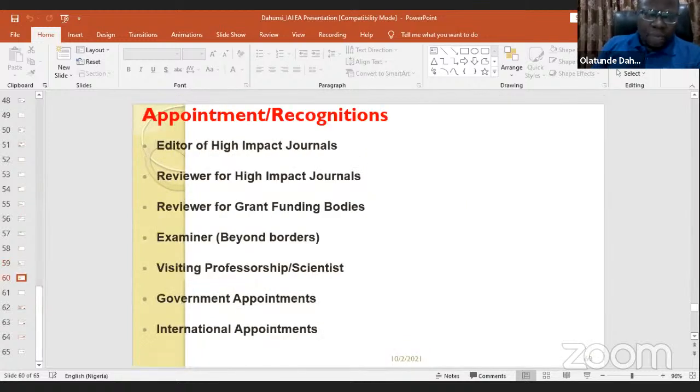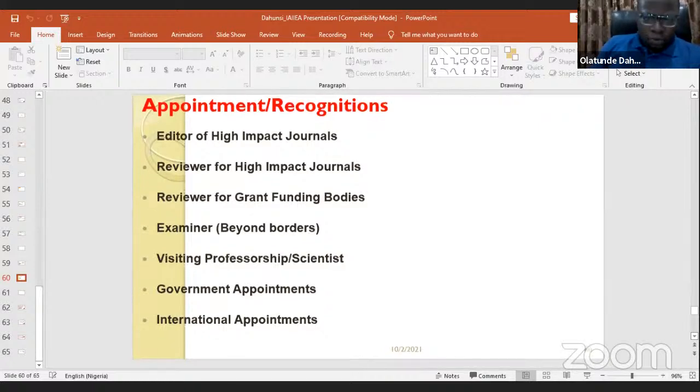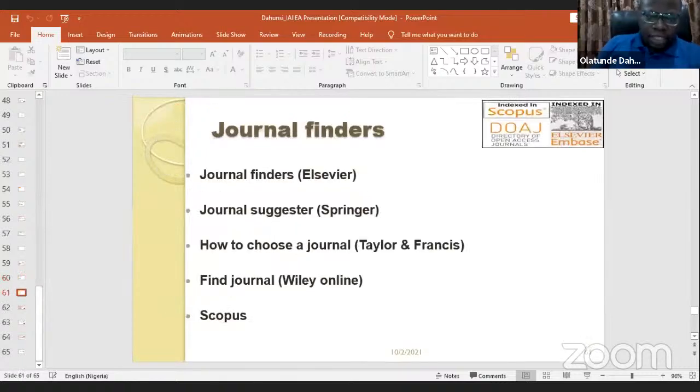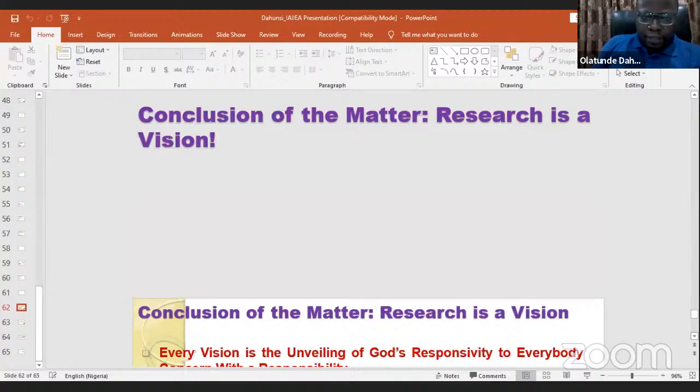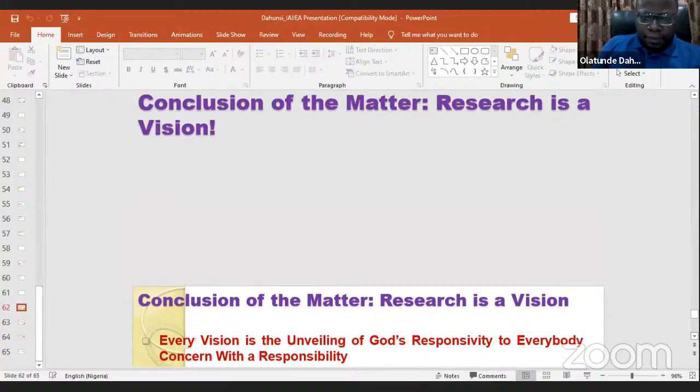And of course, you can be appointed as editor of impact journals. I'm editor to about 3 journals today that are high impact. You can be a reviewer. I review over 60 papers today. You can be a reviewer for granting bodies, and you get paid heavily. You can be an examiner beyond barriers, beyond borders. You can become a visiting professor or scientist, get a government appointment, a national appointment. All of this can be there. These are journal finders for SCB and all of those. As I close tonight, conclusion of the matter.